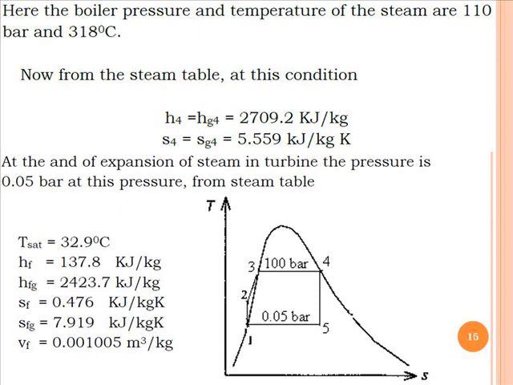So the steam which is available is dry saturated steam, and when we refer to the steam table at 110 bar we will get the H3 and S3 values which are shown here, and then at condenser pressure, that is at 0.05 bar, we have to find out the other properties, that is saturation temperature, enthalpy of evaporation, enthalpy of saturated water, then entropy, that is SF and SFG, and VF, that is volume of saturated liquid. You can see also on the TS diagram the same process is plotted.